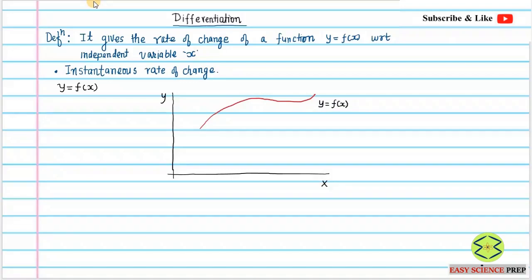So what is the significance of this? Suppose if I take any particular point here, this point has some x coordinate. Because this particular graph is following the function y is equal to f of x, you will have the corresponding value of y given by this. So this is definitely the value of y.